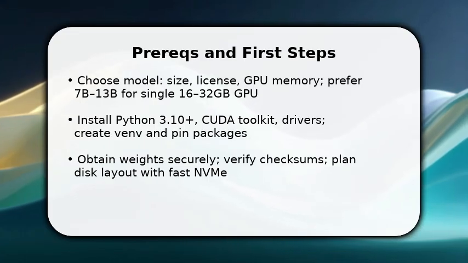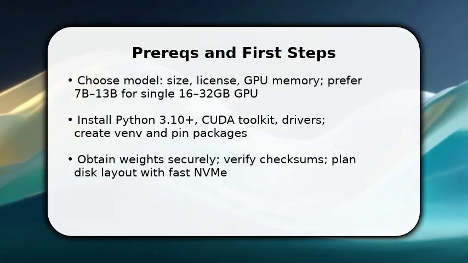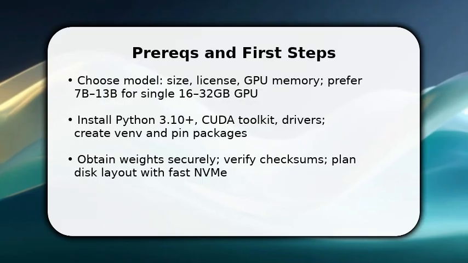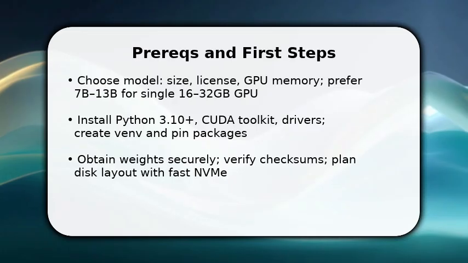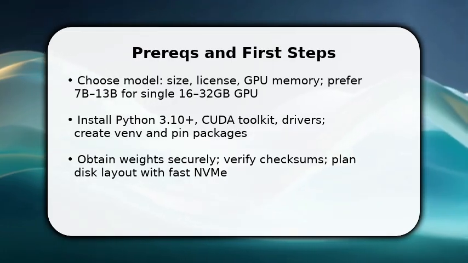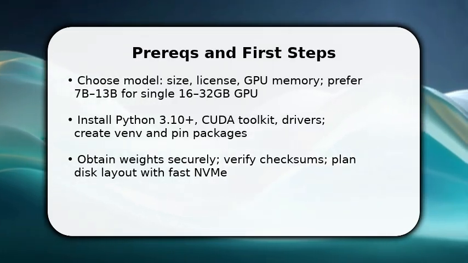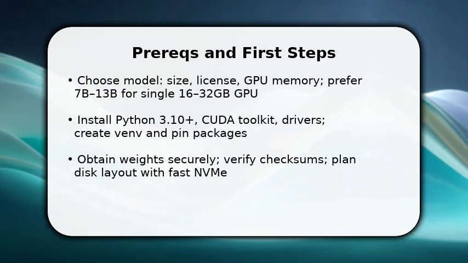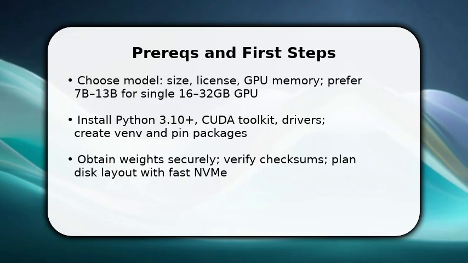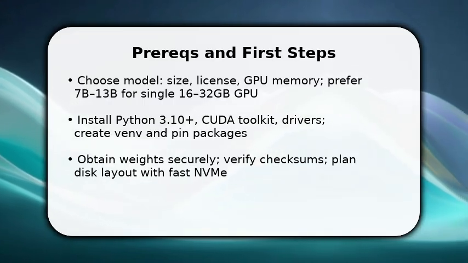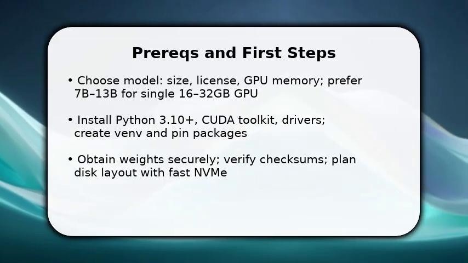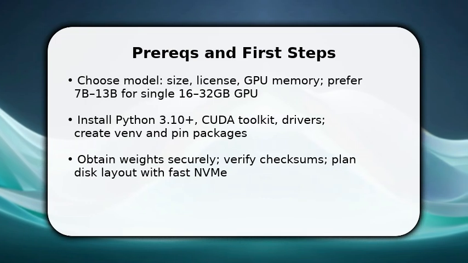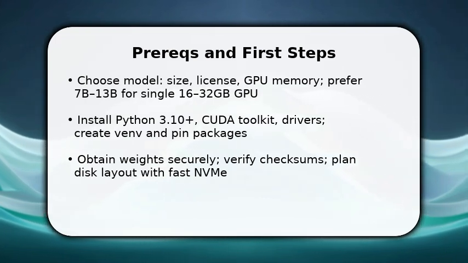Enjoy the video. You start by deciding the model and resource target: smaller models for low latency, larger for quality. Once chosen, set up Python 3.10 or newer inside a clean virtual environment and install CUDA drivers and toolkit. Make sure you allocate a fast NVMe partition and confirm checksums on downloaded weights to avoid corruption. Then, prepare a reproducible environment file with pinned package versions so you can iterate quickly without surprises.